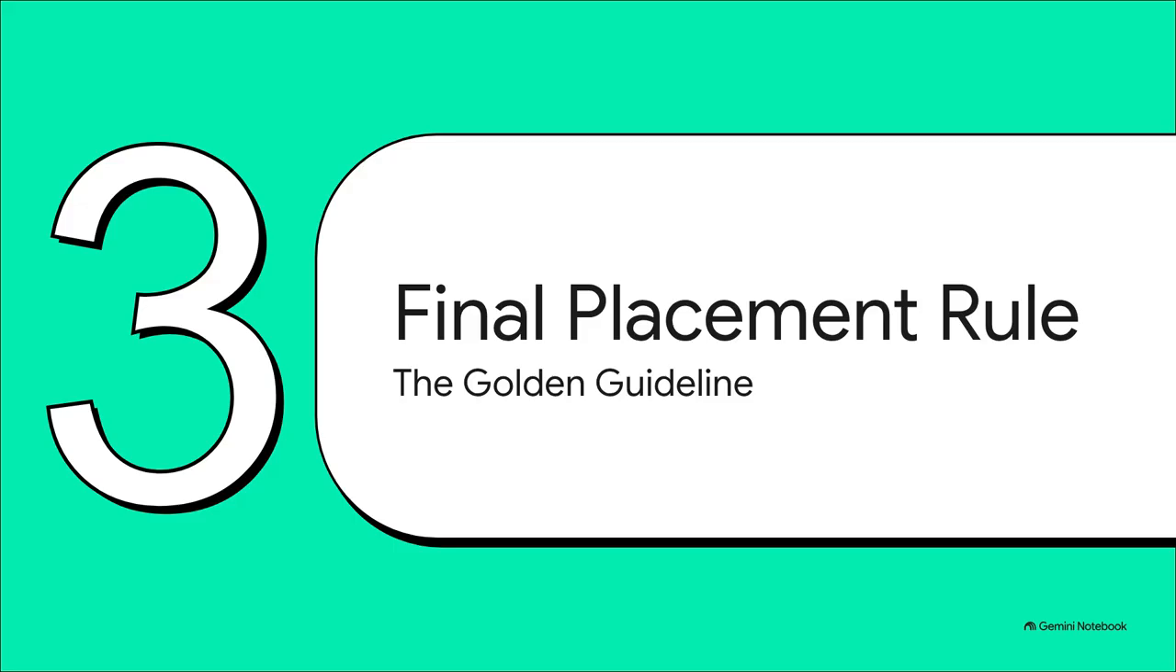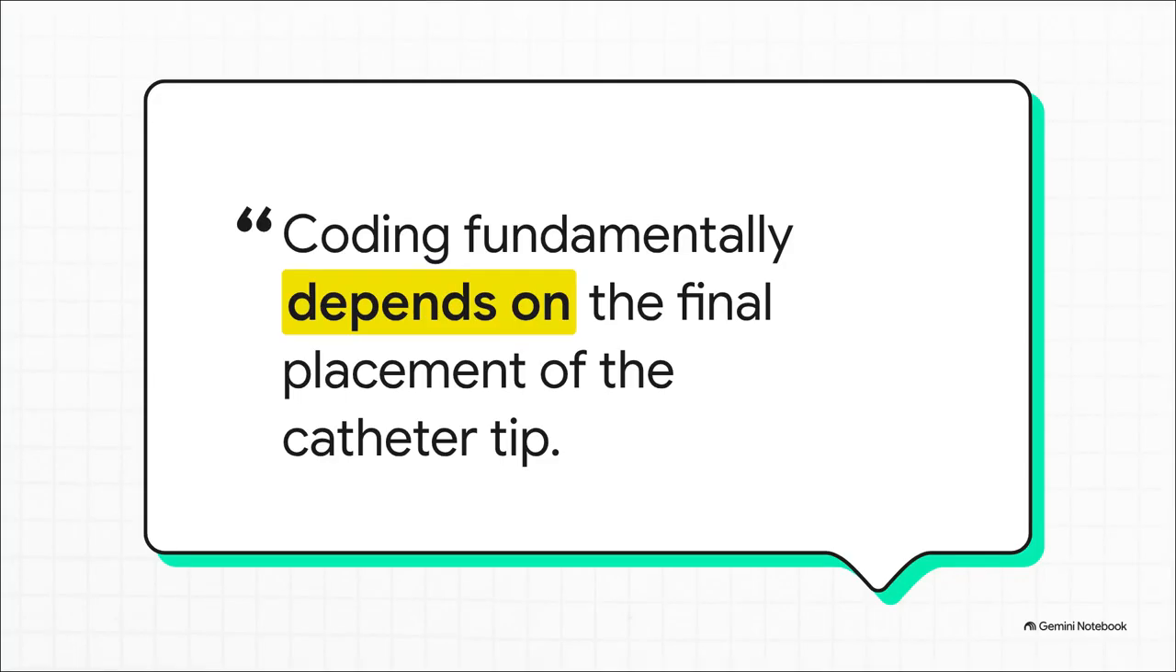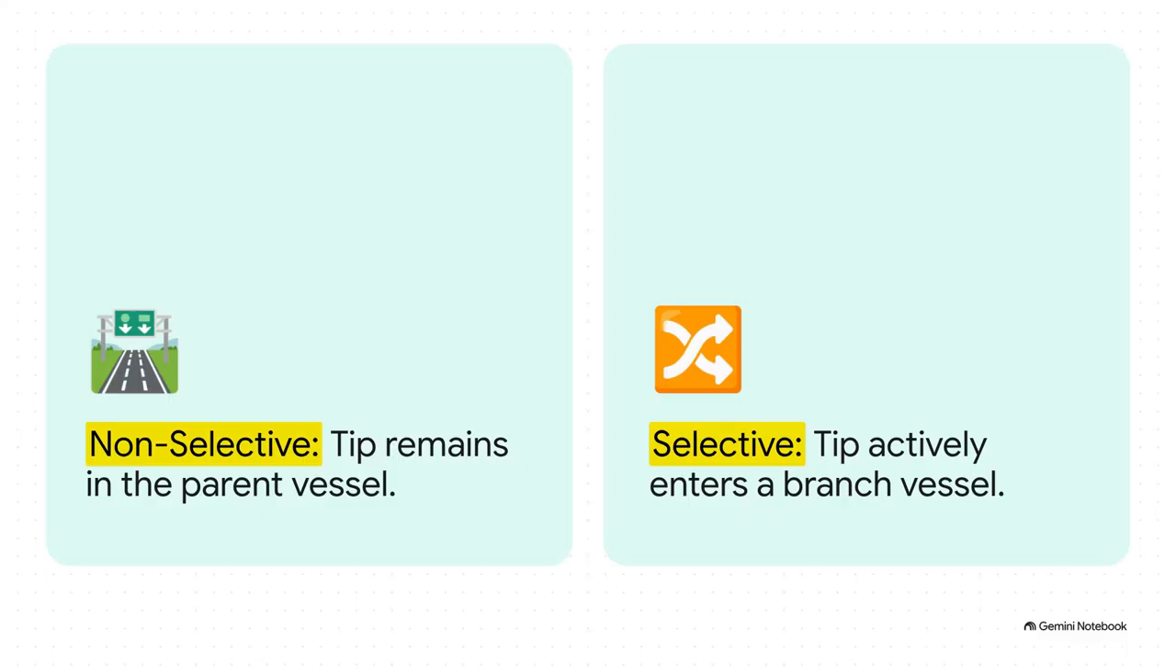Which brings us to section 3, the final placement rule. So, keeping those two distinct pathways in mind, staying on the main road versus taking a targeted exit, how do we definitively choose the right CPT code? Well, it all boils down to one simple, unbreakable, golden rule. Your coding fundamentally depends on the final placement of the catheter tip, period. It really doesn't matter what route the catheter took to get there, it only matters where the journey of that tip ultimately ends.